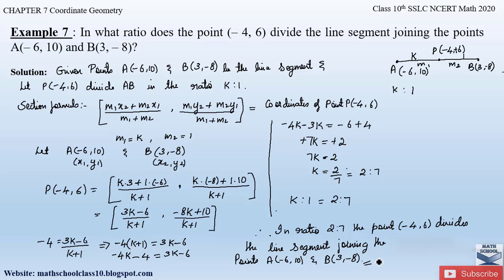So this is how we solve example 7. Basically either you can assume the ratio to be m1:m2 or k:1. If you assume the ratio to be k:1, the simplification will be much easier as we have done in the problem here. So if you have any further doubts, do comment below in the comment section.